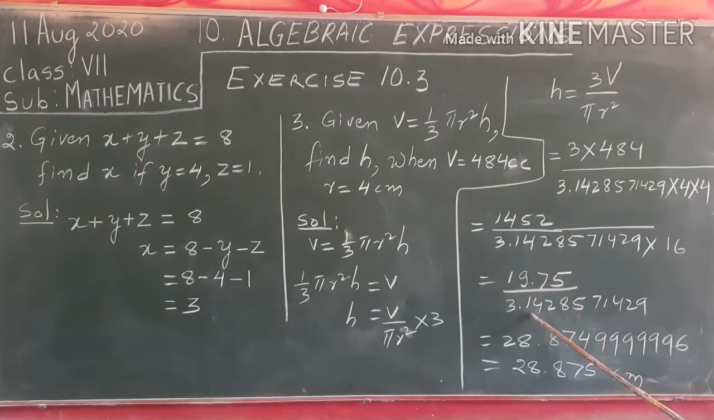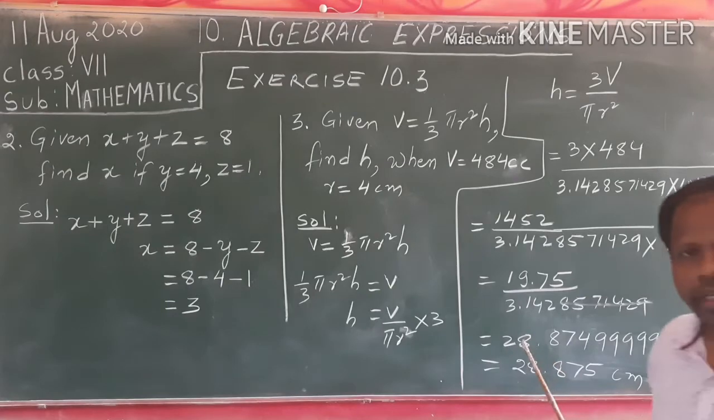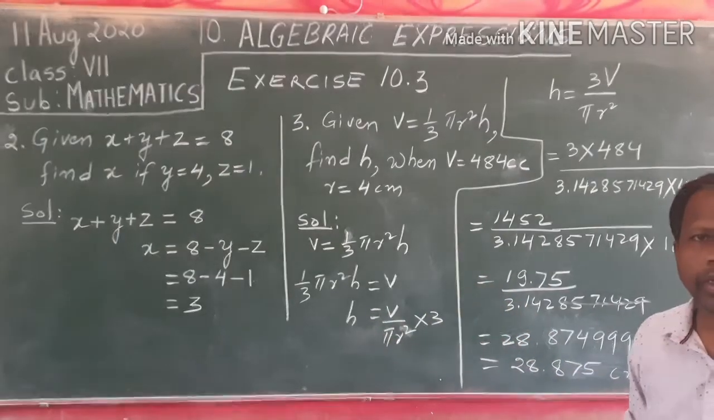Now on dividing this, if you cannot divide, you leave this part, right, and you divide. Approximately you will get a long answer, 28.874999. So we will take 3 decimal places. Since it is greater than 5, we will increase this one by 1. So it will become 5. 28.875 centimeter is the height.